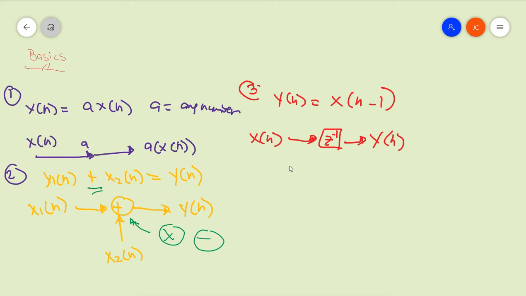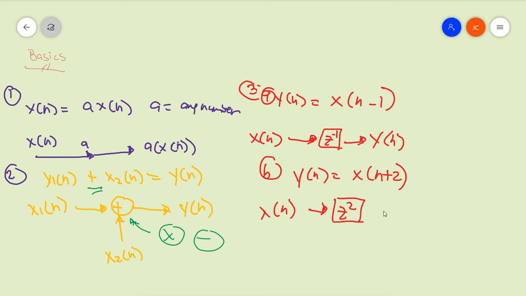You could also change this. For example, that's the A. The B would be y of n is equal to x of n plus 2. So it's easy: x of n, then z squared, and y of n. So that's it. We're ready to have some examples.